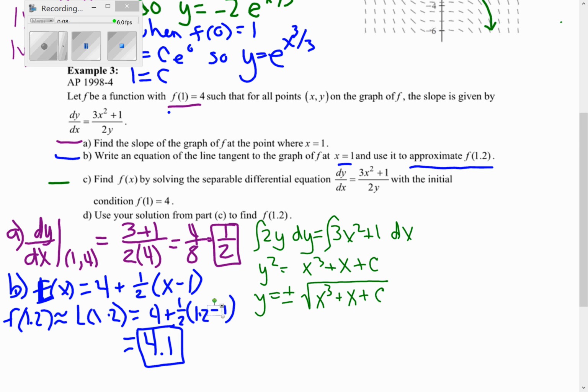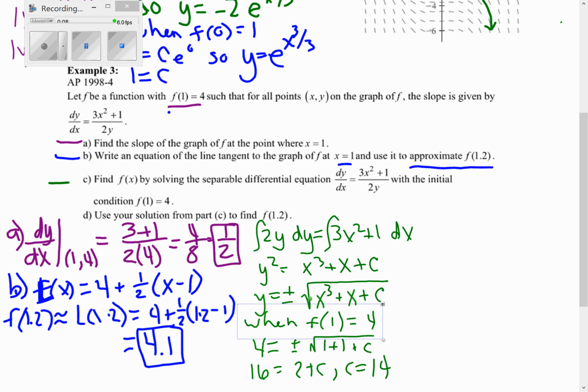There is my general equation, but I need to solve it with that specific initial condition. So we could say when f of 1 equals 4, 4 equals, we'll leave that plus or minus for now, 1 plus 1 plus c. Square both sides, so we get 16 equals 2 plus c, c equals 14. Now we could write it up here, so y equals, notice I left a little bit of space, x cubed plus x plus 14.